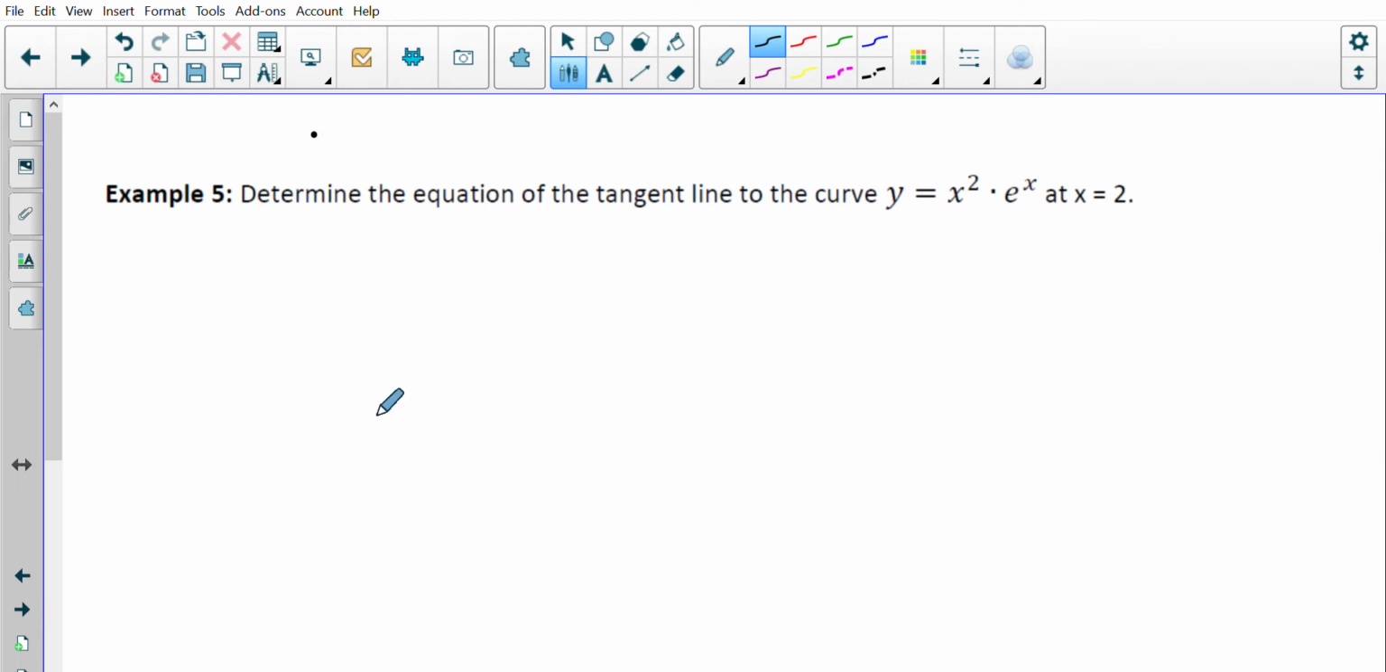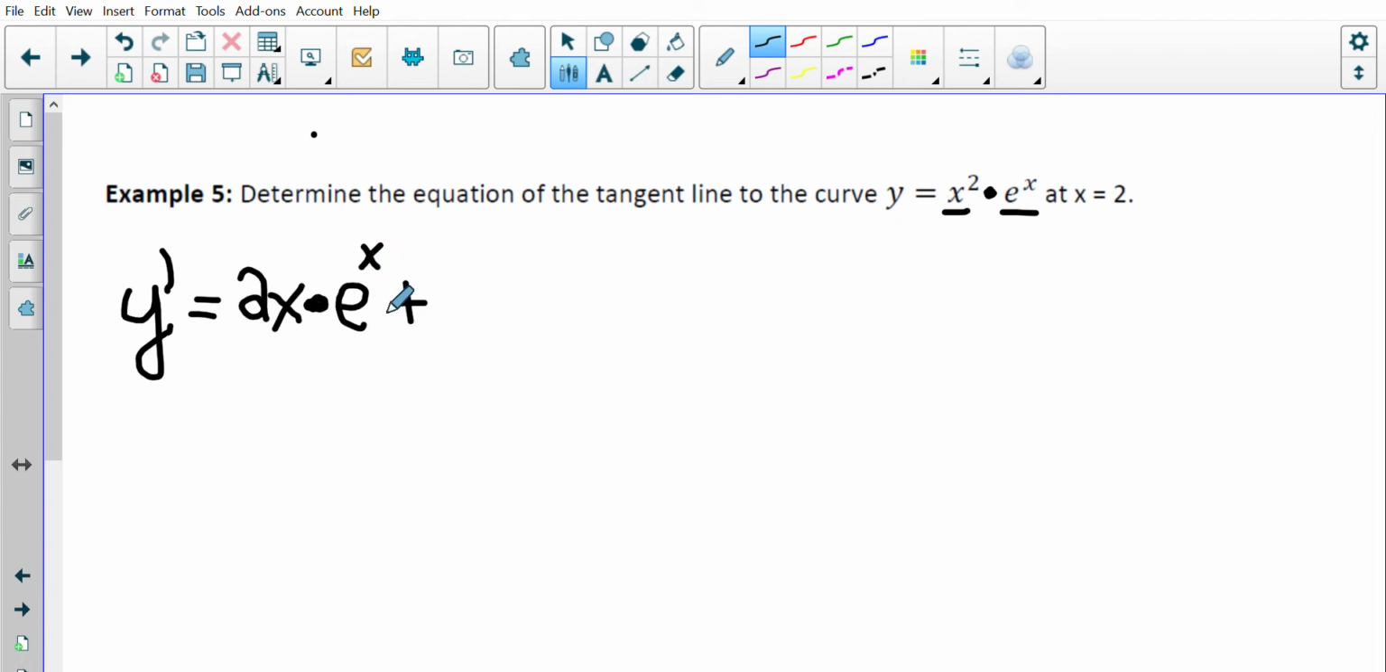All right, well, if we want to find the equation of the tangent line, first of all, at x equals 2, we need to find the derivative. But in this case, we have two functions. We have an x squared and an e to the power of x multiplying each other. So I'm going to have to use the product rule, which again is take the derivative of the first function, which is going to be 2x, times the second function, which is e to the power of x, plus the first function, which is x squared, times the derivative of the second function, which, well, the derivative of e to the x is e to the x.